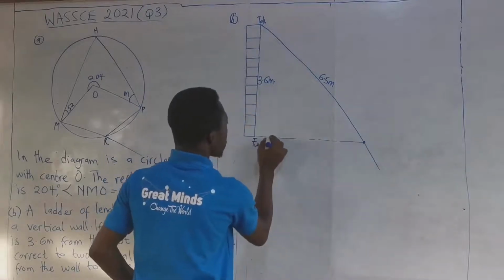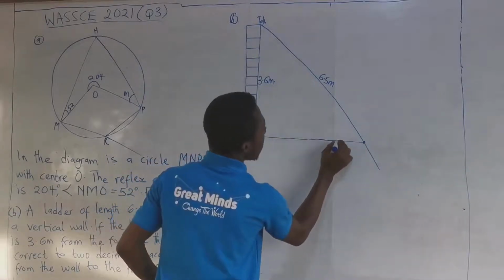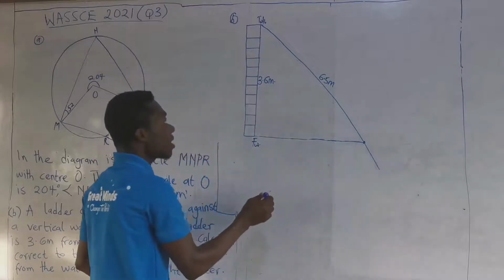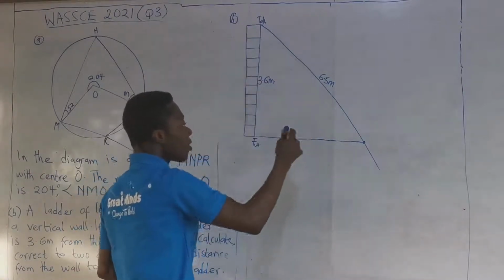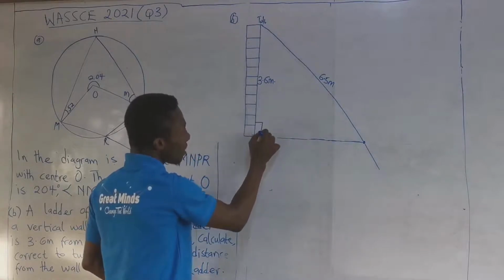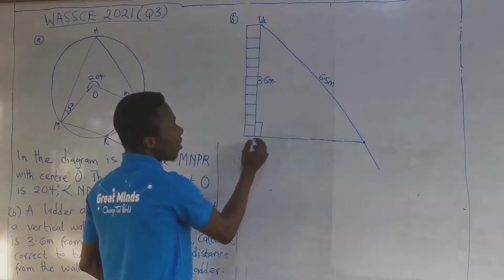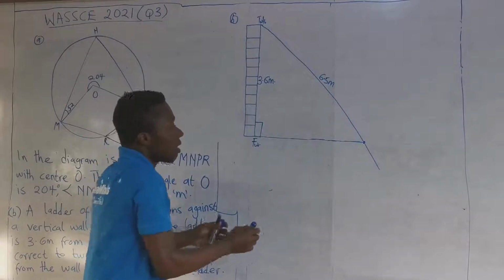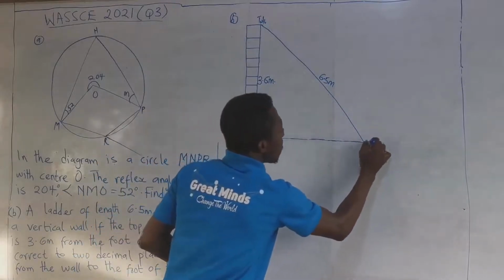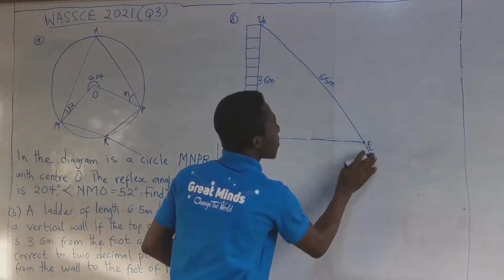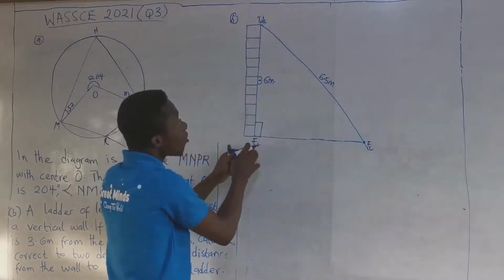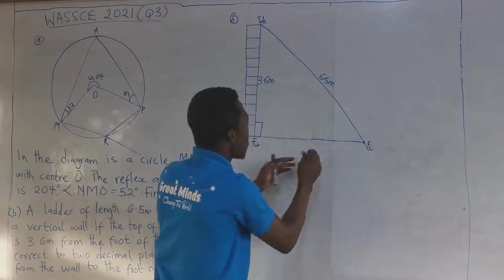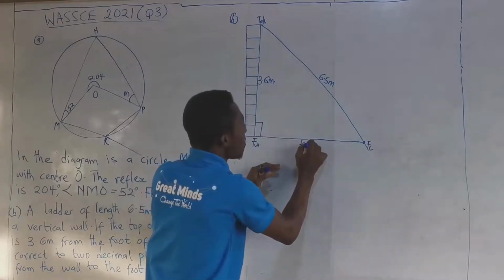So let's say this is a foot, the distance between the ladder and the wall. And realize that the ladder is a straight ladder, and this one leans against the wall. So we are going to have what? An angle of 90 degrees here. So let's say this is the foot of the ladder, L. Is that okay? So let's say the distance between the foot of the wall and the foot of the ladder is going to be K meters.